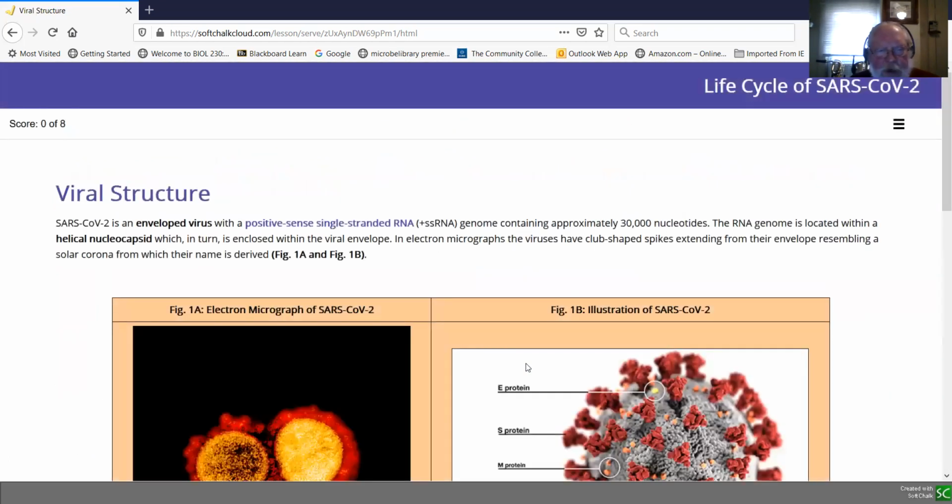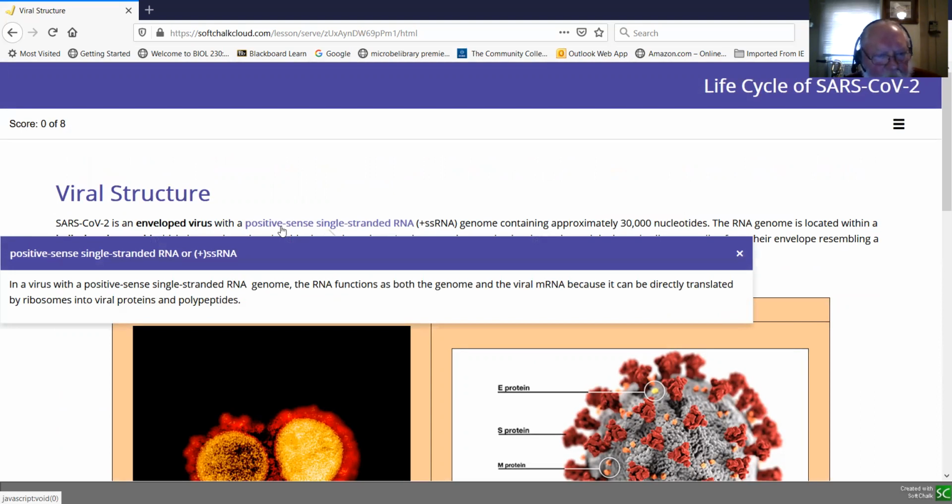Let's take a little bit of a look at the structure of this virus. As we mentioned, this is an enveloped virus, and it has what's called a positive sense single-stranded RNA genome. You may remember earlier in this unit, we talked about positive and negative strands of nucleic acid, which simply mean complementary strands. When a positive strand is copied, it makes a complementary strand called a negative strand. A positive or sense single-stranded RNA genome is called a sense strand because it not only acts as a genome, but it also functions as messenger RNA, and that can be directly translated by ribosomes into viral proteins.